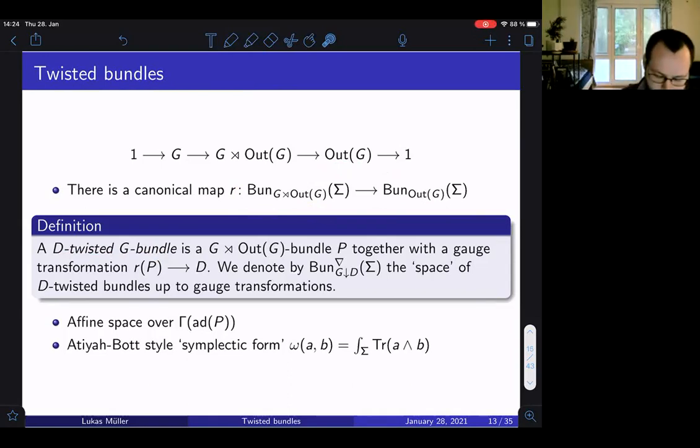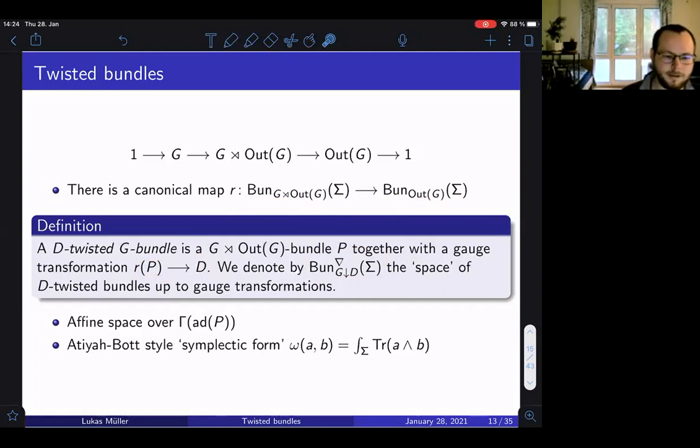So it's a principal bundle P for this large group, together with an identification of applying this map here to P with D. So there's some gauge transformation. And then we introduce a notation for the space of all such bundles with connection. And sometimes I want to consider the space up to gauge transformations. And sometimes I just want to consider it as a space with G action.